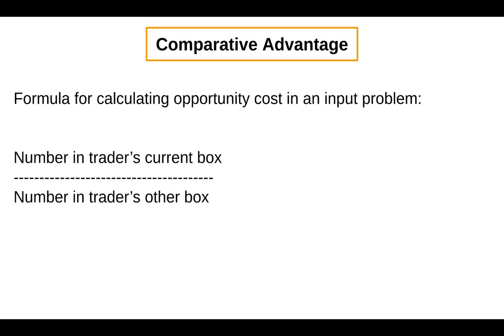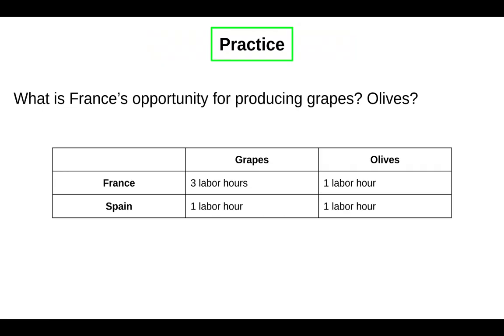Now let's look at input problems. For calculating the opportunity cost in an input problem, you're basically going to do the opposite of what you did in an output problem. You're going to put the current box on top and the other box on the bottom. So I'm going to go ahead and give you the France-Spain input problem again. And this time, I'm going to have you pause the video, try to find the opportunity costs for each country, for each good, and then we'll see if you're right.